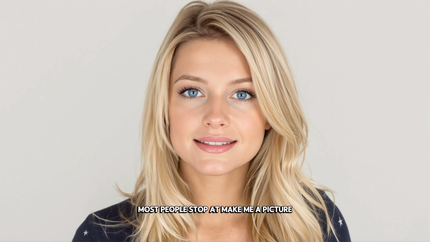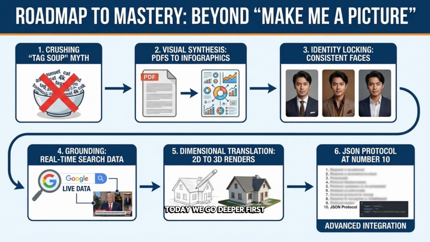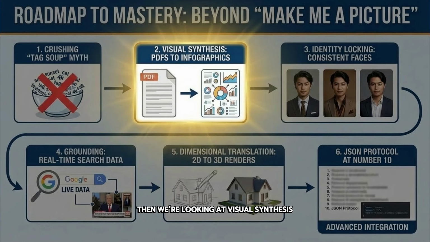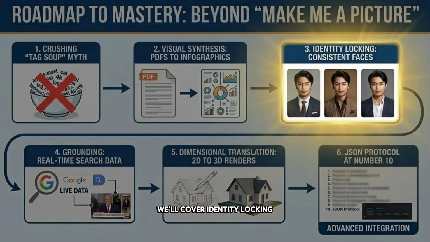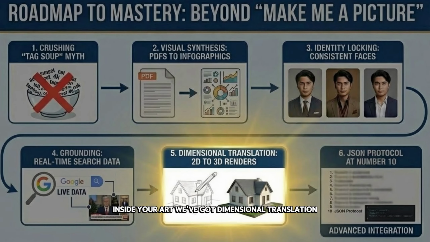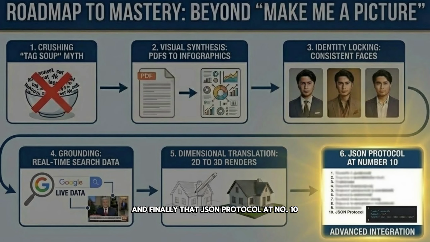Most people stop at, "make me a picture." Today we go deeper. First, we're crushing the tag soup myth. Then we're looking at visual synthesis, turning boring PDFs into viral infographics. We'll cover identity locking, how to keep a face consistent across 10 different shots. We're talking grounding, using real-time Google search data inside your art. We've got dimensional translation, turning 2D sketches into 3D renders, and finally, that JSON protocol at number 10.